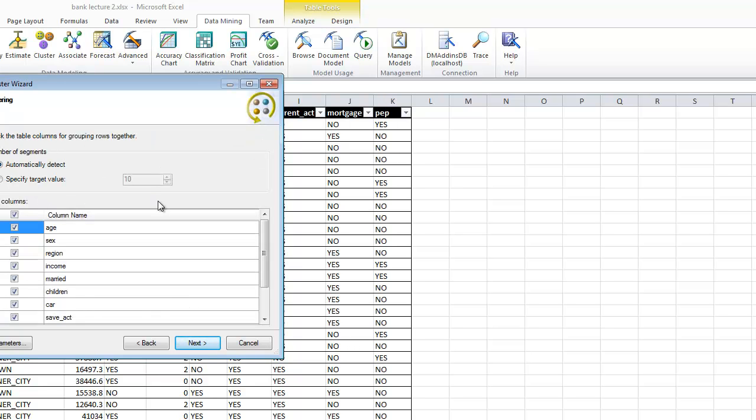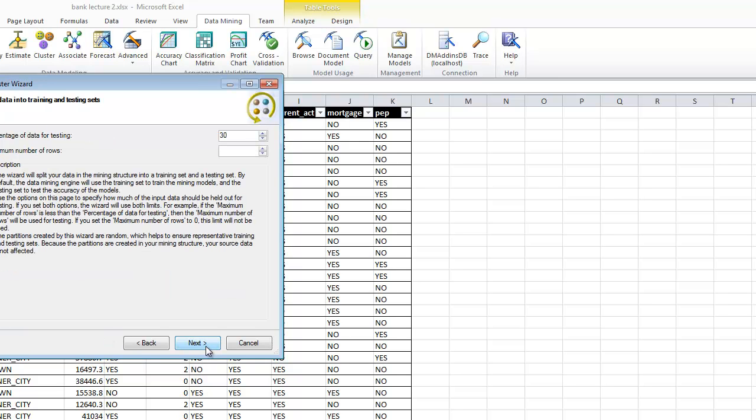We can tell it how many groups we want, we can force it to a certain value, or we can let it automatically detect. So we are going to go ahead and let it automatically detect. We don't need to set data aside because we don't need to test it. We are doing an unsupervised technique.